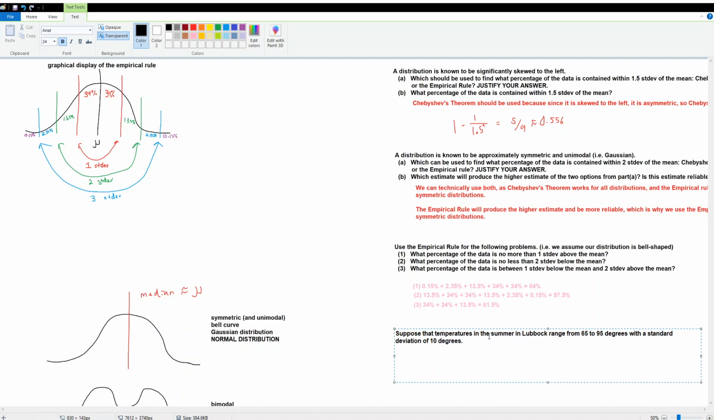So put another way, suppose that temperatures in the summer in Lubbock have a standard deviation of 10 degrees. The mean temperature is around 80 degrees. According to Chebyshev's theorem, what percentage of the temperatures will be between 65 and 95 degrees?